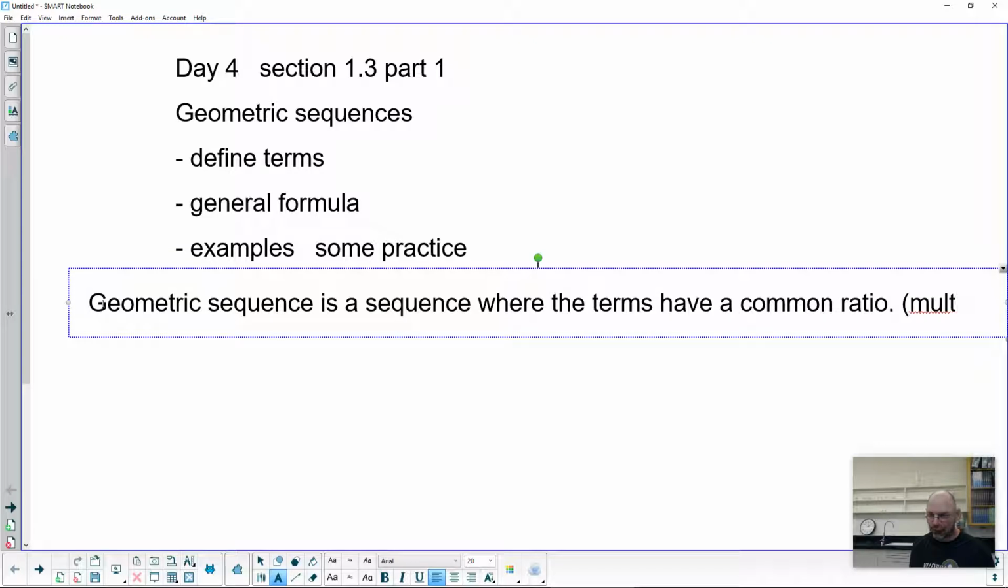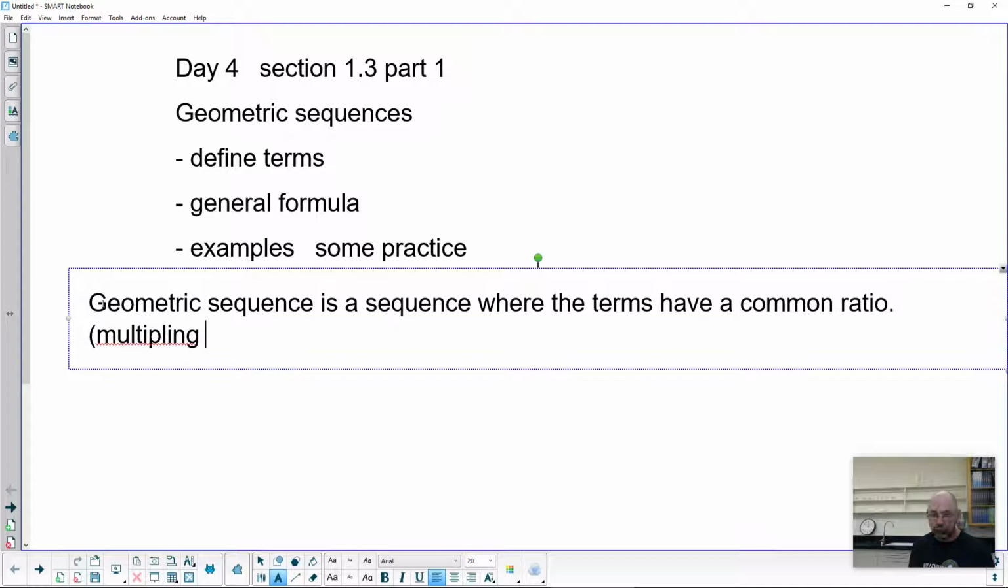Multiply, I've got to spell. Can't spell today for some reason. Here we go.